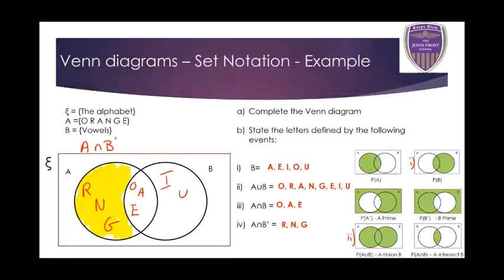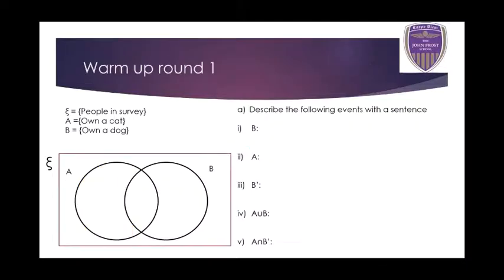So let's now have a little warm-up task, okay? So for a quick warm-up round now, if we have a set of people who were in a survey, event A describes that they own a cat, and event B describes that they own a dog. Now we're going to describe these events with sentences, okay? So we're going to describe what these events look like in the real world, okay?